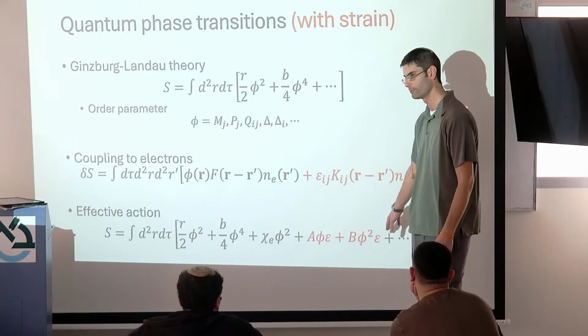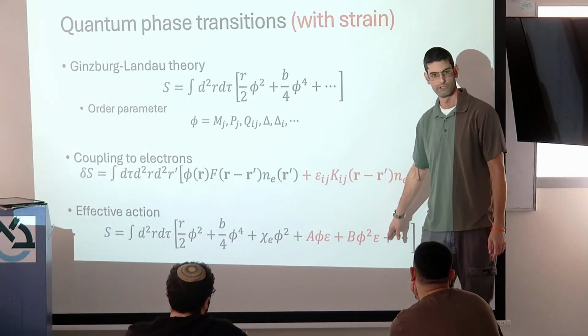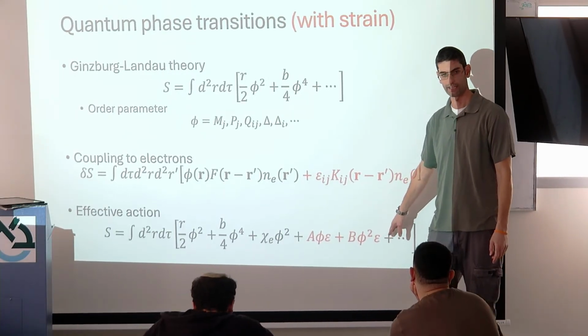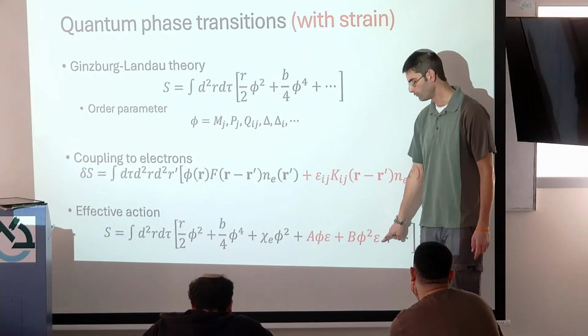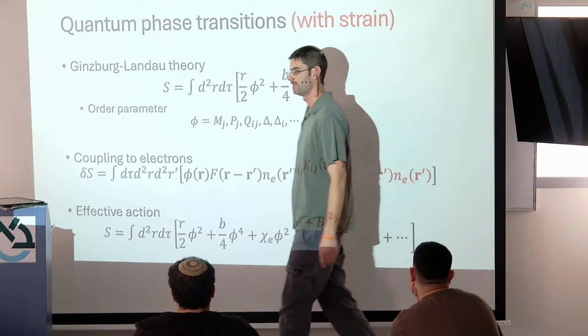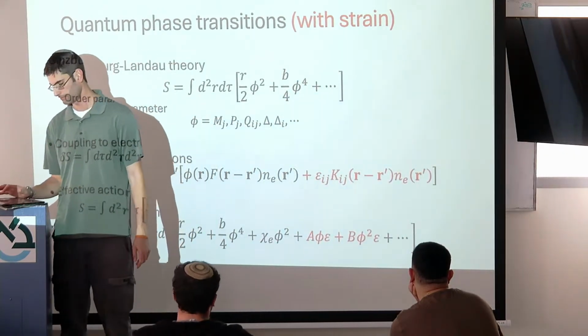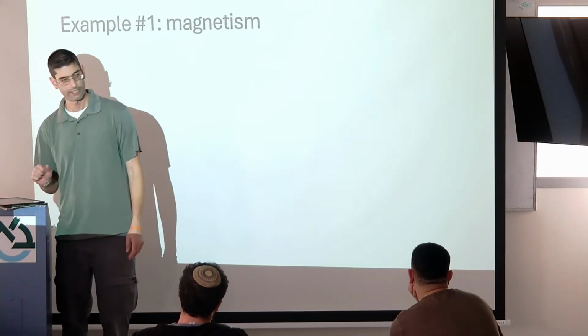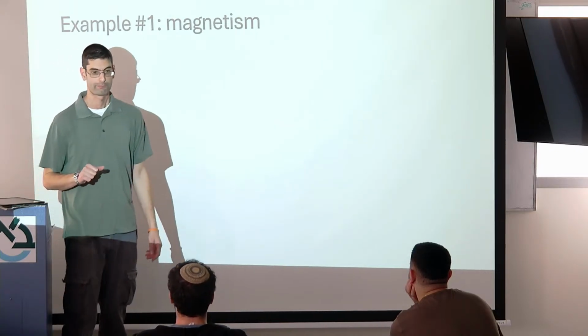And this is kind of the holy grail of strain control of quantum materials. Can I engineer a system where I'll have a convenient function of the strain that will allow me to push in and out of the phase transition? And the answer is, of course, very often yes.